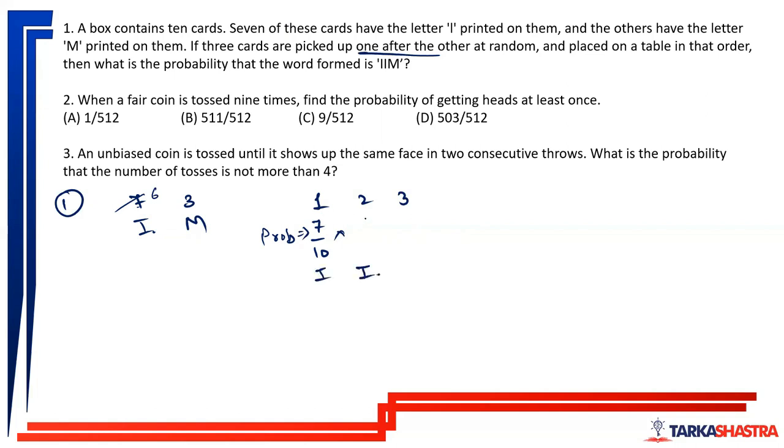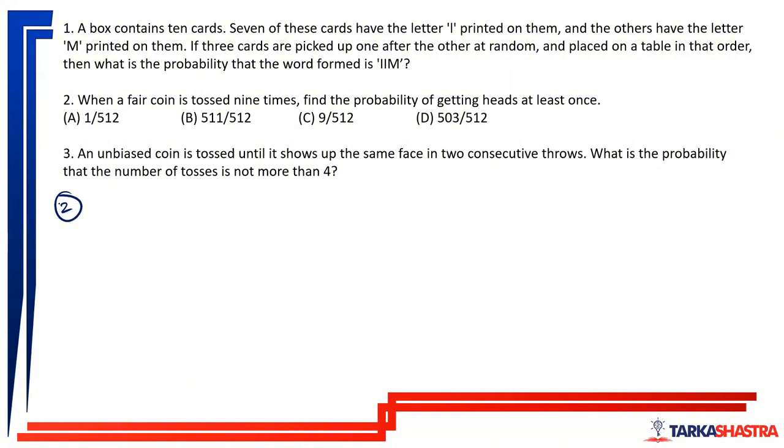What is the probability? 6 by 9, 6 favorable cases and total cases 9. And then for the third card, now there are only 5 I's. Now the third card should be M. The probability will be 3 by 8, because there are only 8 cards remaining and favorable cases are 3. So the probability will be like this. If we reduce it, the 2s cancel, the 3s cancel, and 2 ones are 2, and 4 and 1 are 4. So the probability is 7 by 40. Okay, moving forward.